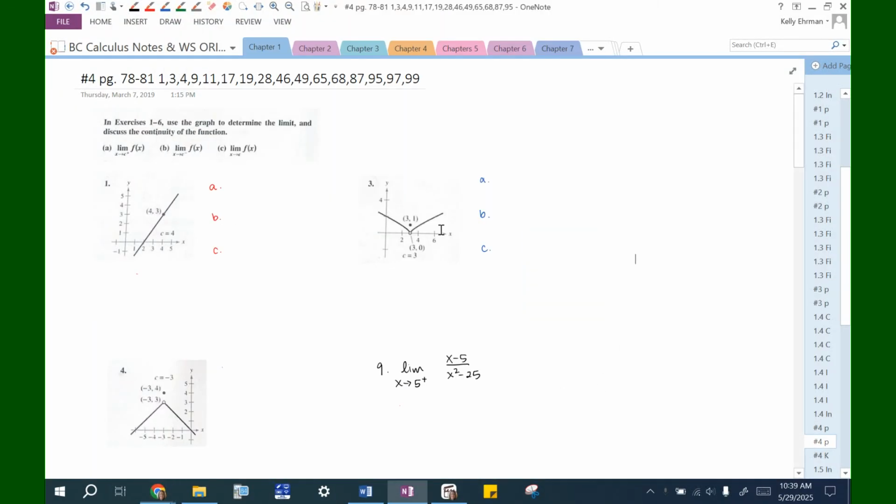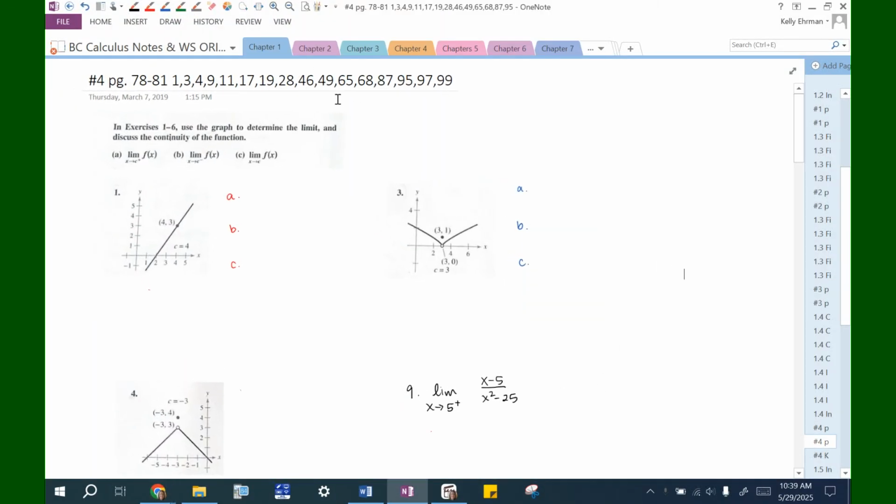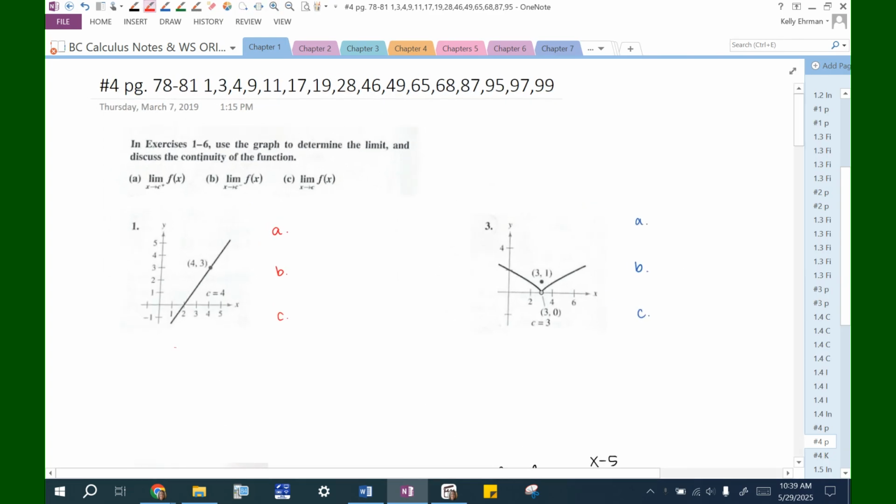All right, this is homework number 4. The directions for the first part say use the graph to determine the limit and discuss the continuity of the function. So for this first one, we want the limit as x approaches c from the right. C is equal to 4, so I'm going to write 4 from the right of f of x.